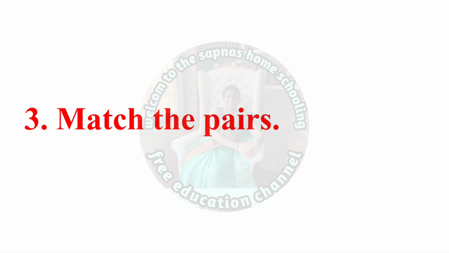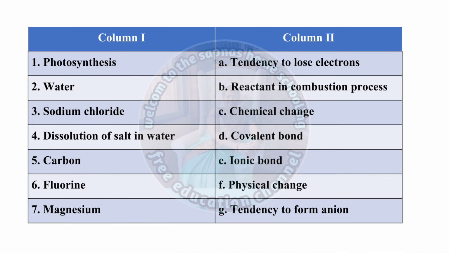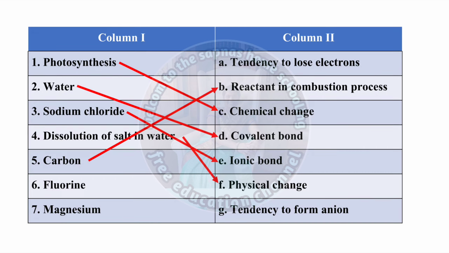Now question 3, match the pairs. Column 1: photosynthesis, chemical change; water, covalent bond; sodium chloride, ionic bond; dissolution of salt in water, physical change; carbon, reactant in combustion process; fluorine, tendency to form anion; magnesium, tendency to lose electrons.